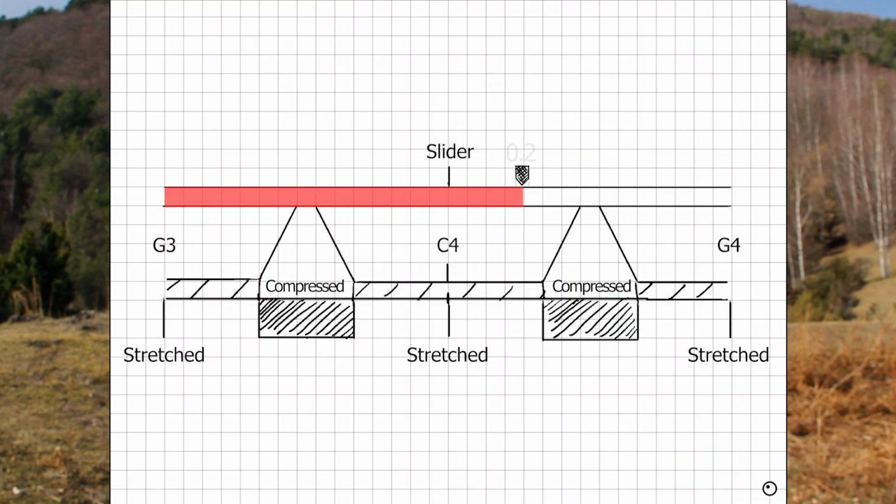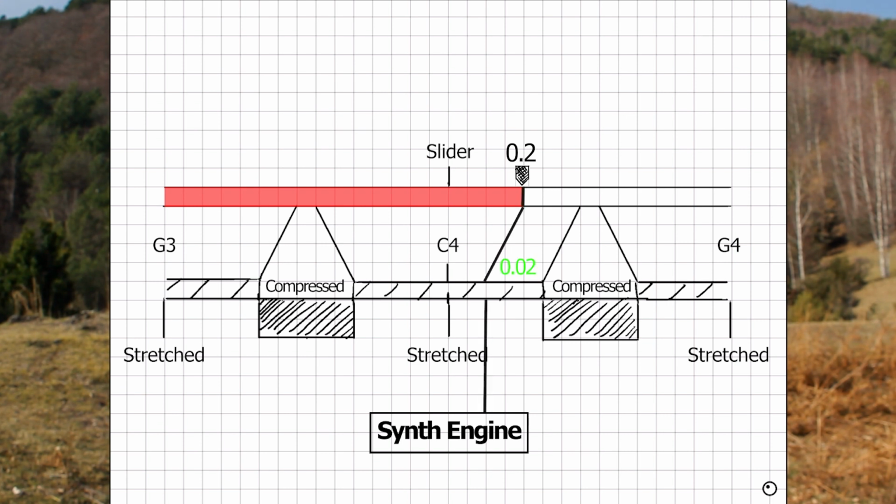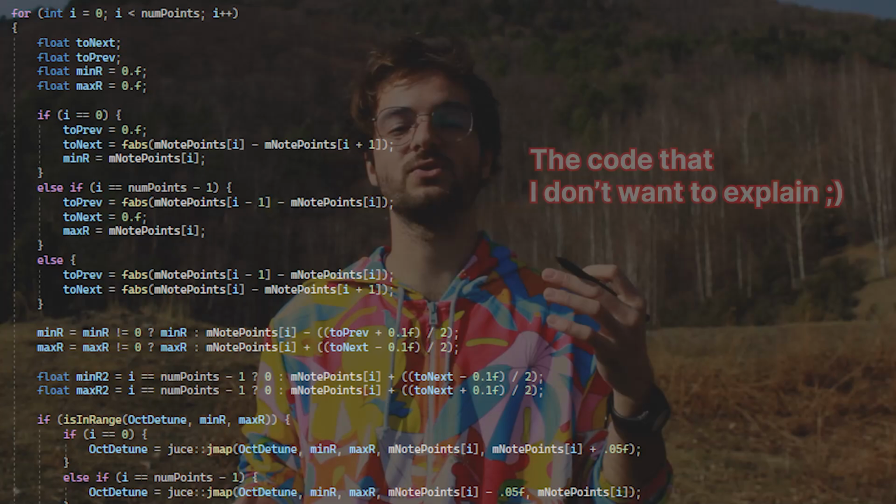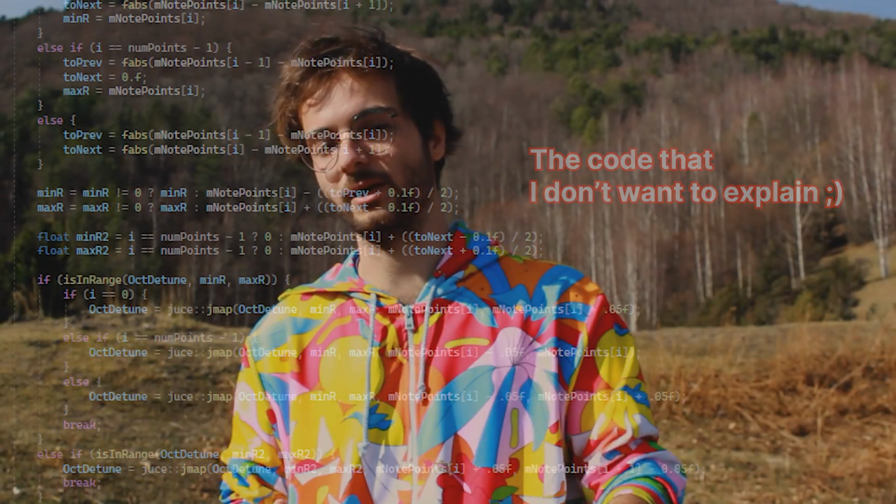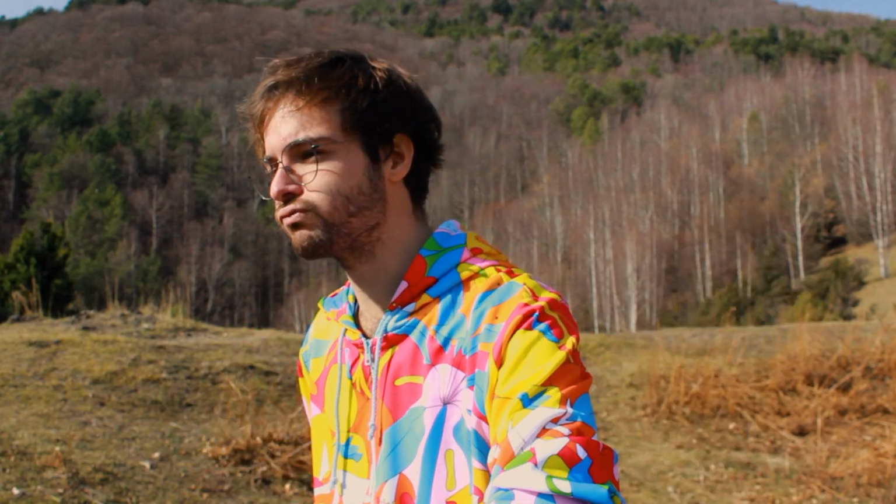For example, if the user sets the value to 0.2, then I'm not going to send 0.2 to my synth engine, I'm going to send the value much closer to 0, like 0.02, in order to stay as long as possible in the right area. And that's how we got a nice pro detuner.